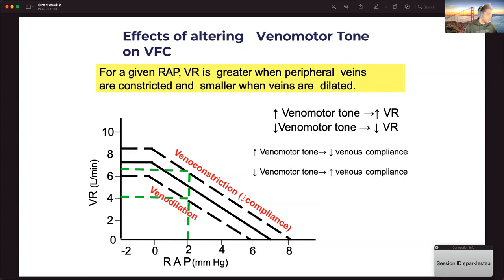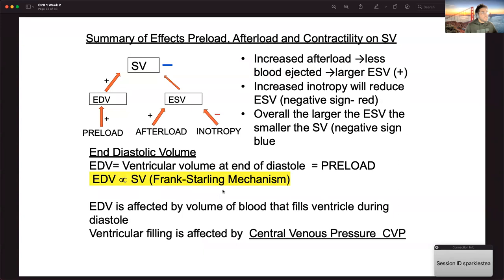Now, this is essential. Increased afterload, less blood ejected, so a larger end systolic volume. Increased inotropy would reduce end systolic volume, with a negative sign. You can go through this whole logical process; it's a pre-decision tree that you can run through. Overall, the large ESV would lead to a smaller SV, stroke volume, with the negative blue sign that you're seeing right there. This sets you up for the Frank-Starling curve, as well as a couple of the Guyton cross plots that you're going to see.